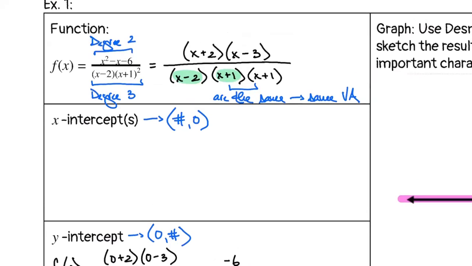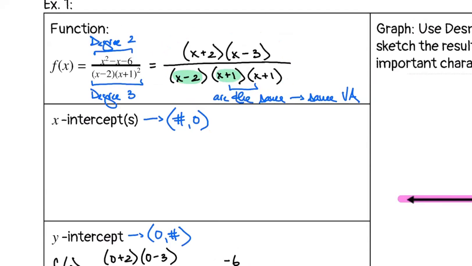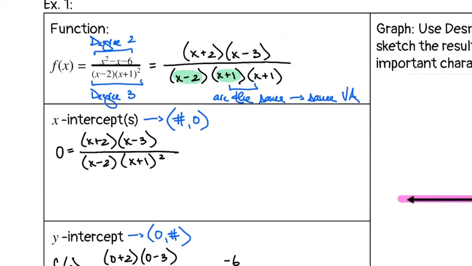So we know an x-intercept is a number, comma 0. That means I'm going to take my function and I'm going to set it equal to 0. Like I want a y value of 0. So we can say 0 equals x plus 2 times x minus 3 over x minus 2 times x plus 1 squared. Okay.